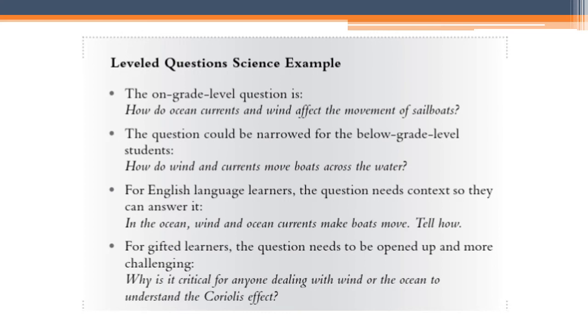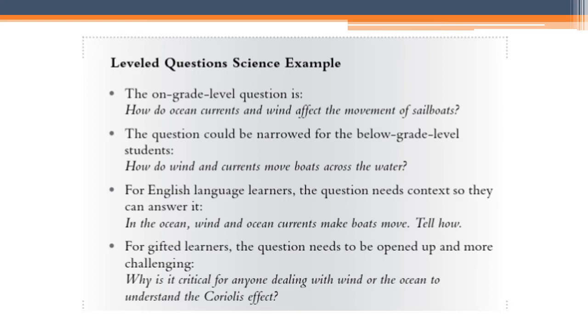Like for example, here in the narrowed questions for the below grade level students, if you compare it to learners with gifts and talents, although they have the same construct, the same higher order thinking skills, the way the question was asked is deeper for gifted learners than for those students who are in the below grade level ability group.